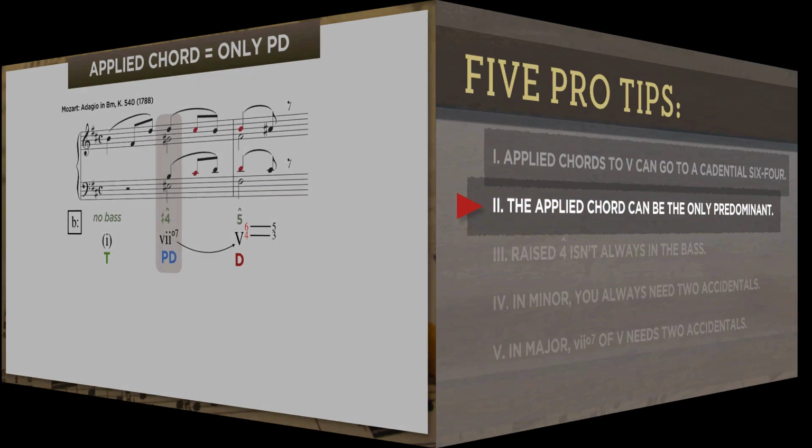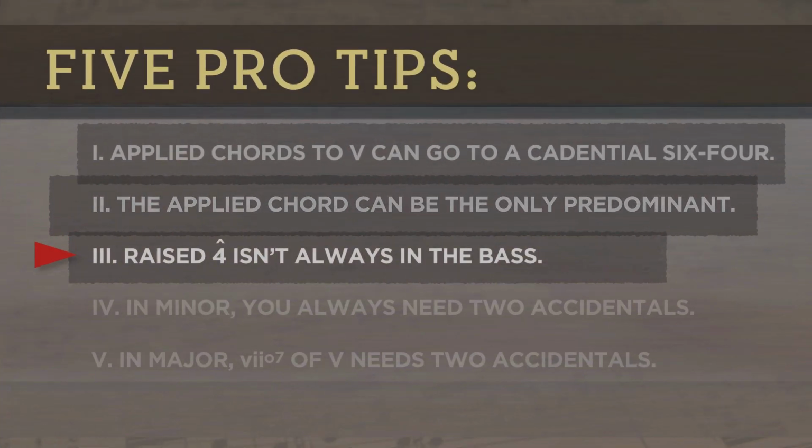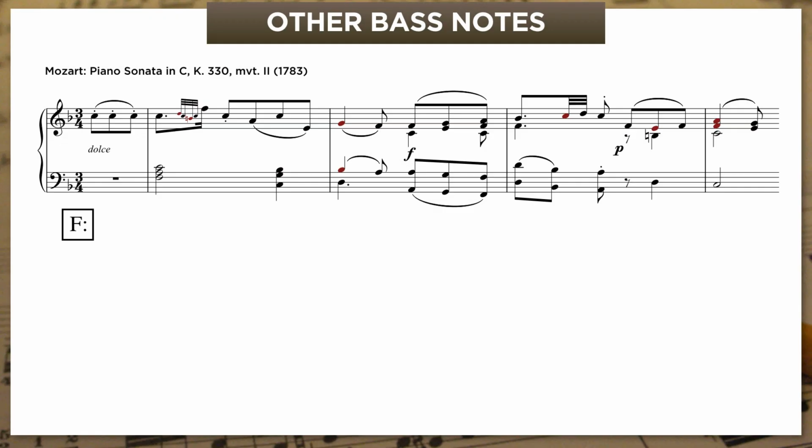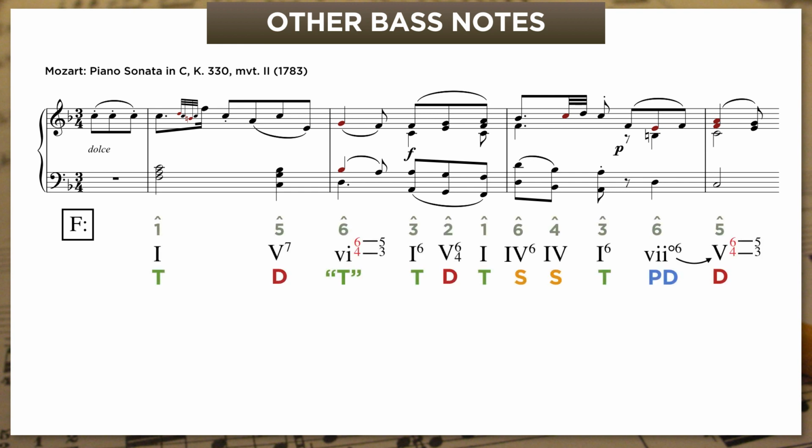Okay, pro tip number 3. Raised scale degree 4 isn't always in the bass. It has been so far, but it doesn't have to be. Here's a phrase we have looked at in several videos, but we've never analyzed all the chords. I'm just going to give them to you here, but notice that the bass line is completely diatonic. It doesn't have that raised scale degree 4 that lets us spot the applied chord so easily.